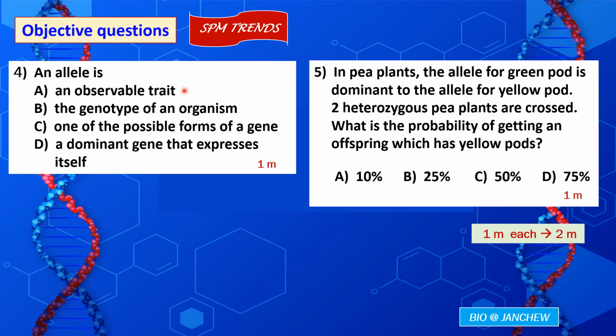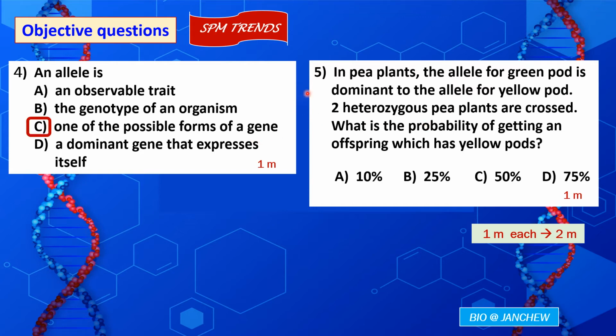So it's not an observable trait that we can see, right? It is not the genotype. Now, genotype usually is represented by 2 letters, and each letter stands for an allele, right? Okay, so this is not a genotype because we're just talking about the one allele by itself. And it is not a dominant gene that expresses itself. When you say an allele, it doesn't mean that it is a dominant allele. Okay, it could be a recessive allele also. Okay, so generally an allele is one of the possible forms of a gene. Answer is C.